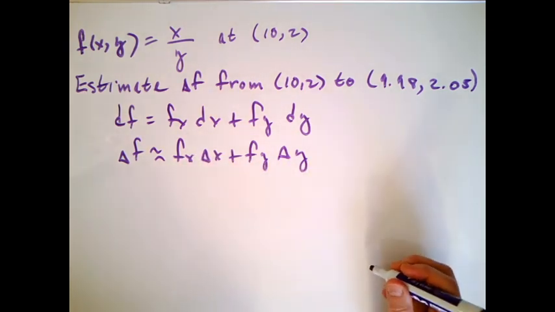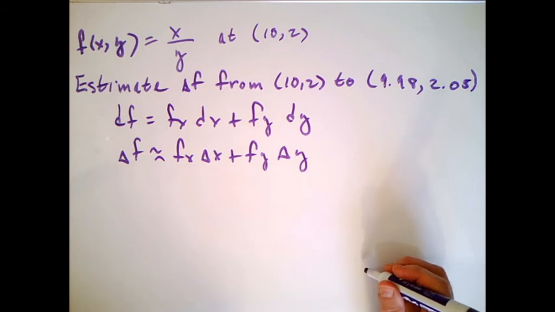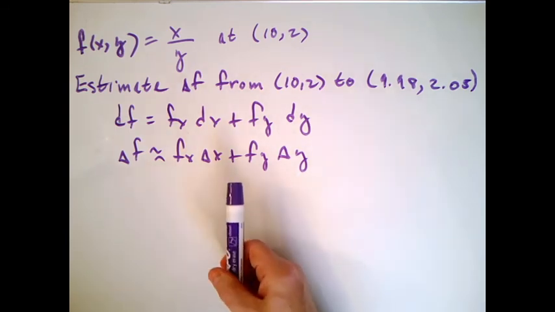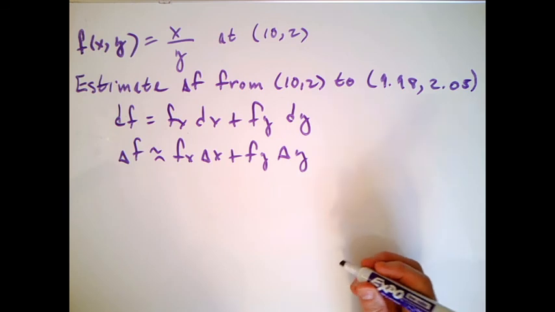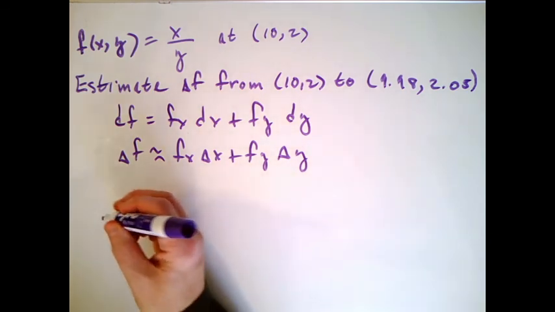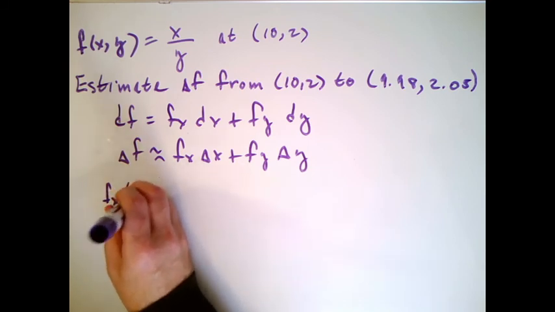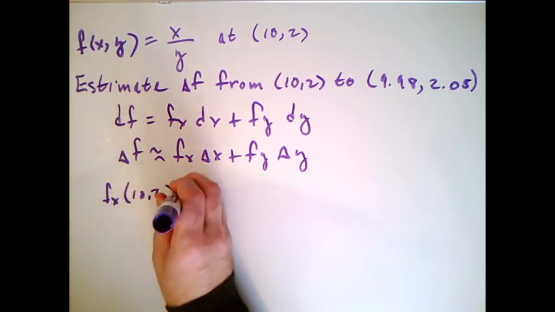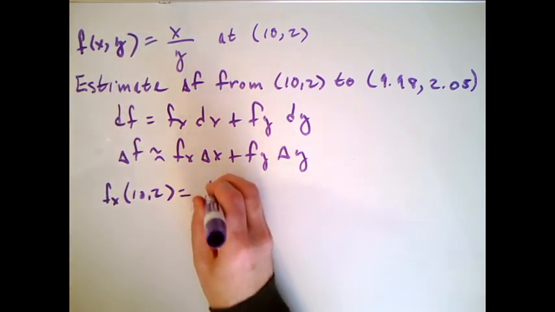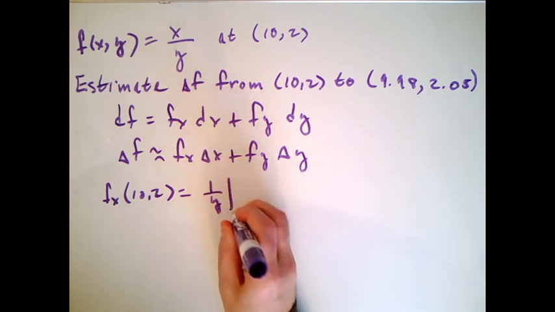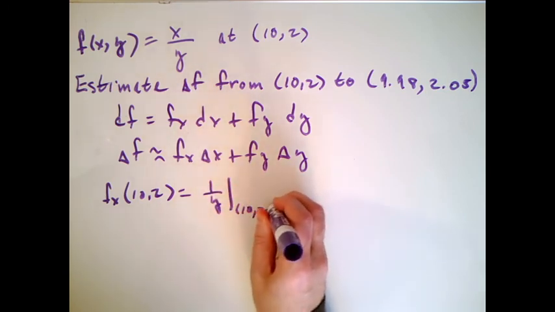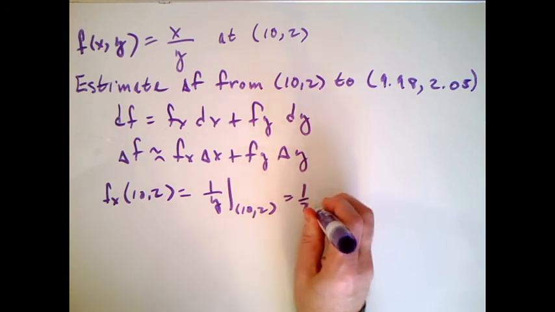And just a reminder that this last part here just came from the change in the values on a tangent plane. Now, what do we need to do here? I need fx, I need delta x, I need fy, I need delta y, and then we just need to plug in. So let's start doing stuff. Fx, I guess I want at 10, 2, right? The derivative with respect to x is 1 over y. When I plug in 10, 2, I get a half.